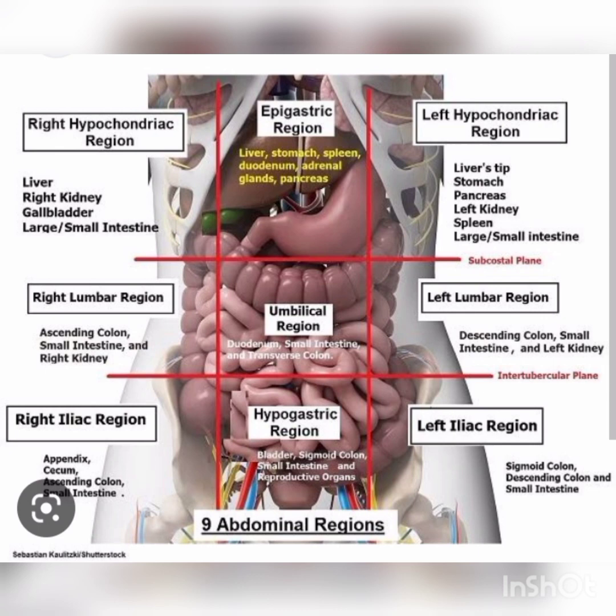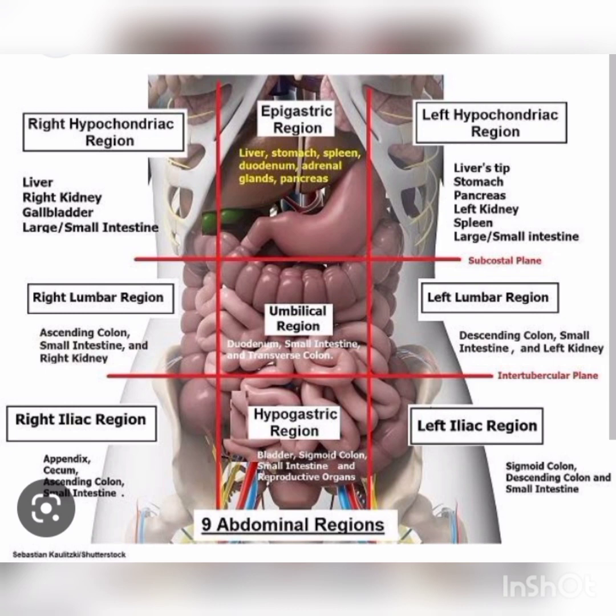And in the middle right side, the right lumbar region. Why is it called the lumbar region? Because posteriorly the lumbar spinal region is present. That is the reason it is called the right lumbar region. Here you can see the ascending colon, which is a part of the large intestine, and the small intestine and right kidney.